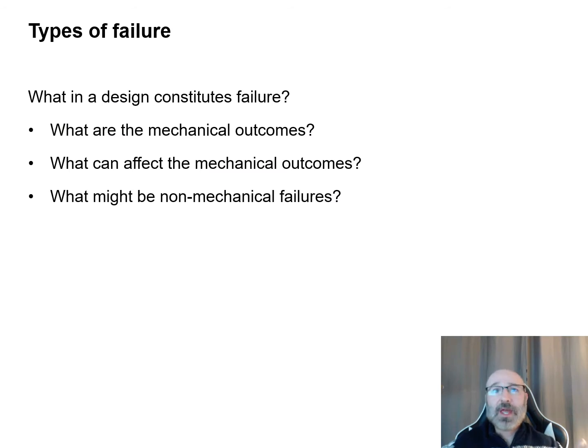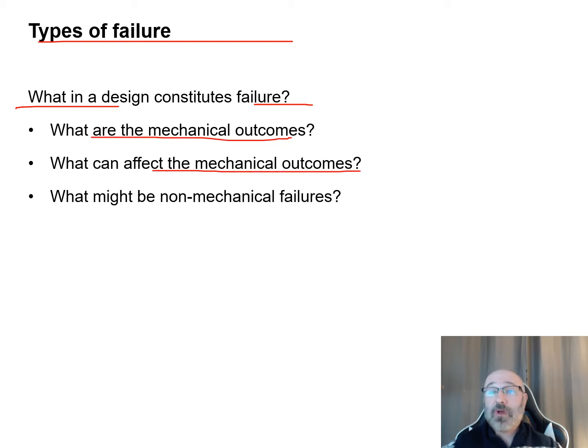So let's take a look at these different types of failures. As we're looking at these different types of failures, we want to ask ourselves a few questions. The main question is: what in a design is going to constitute a failure? What are we considering as failure for the design that we're working on? Within that, we can also ask some sub-questions: what are the mechanical outcomes, what can affect these mechanical outcomes, and are there some non-mechanical failures? What might these non-mechanical failures be?